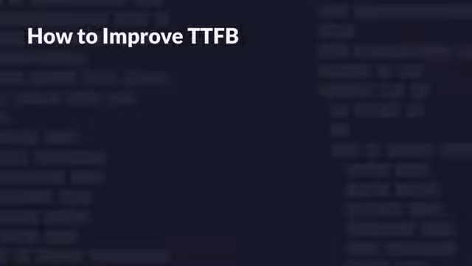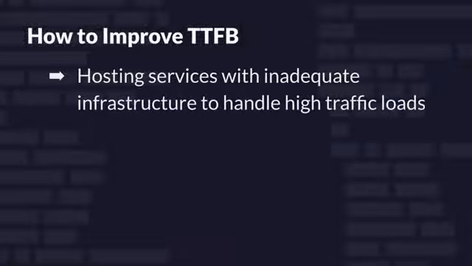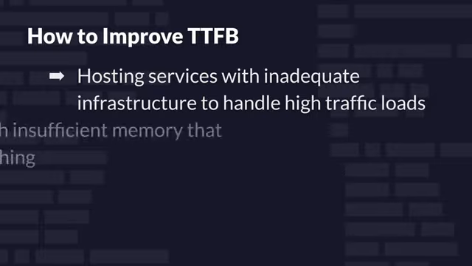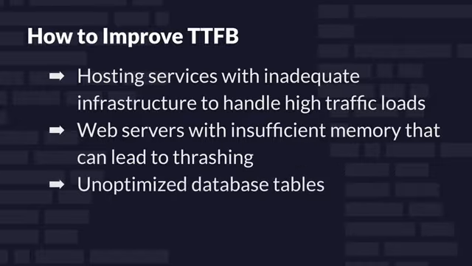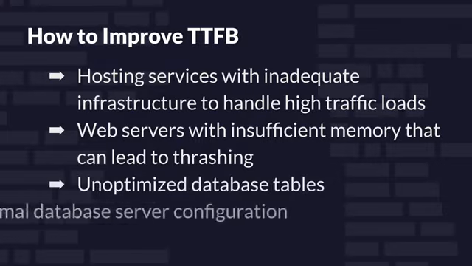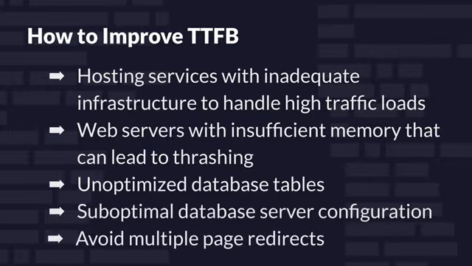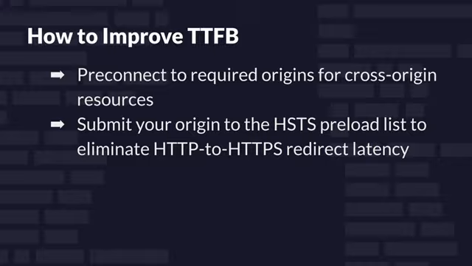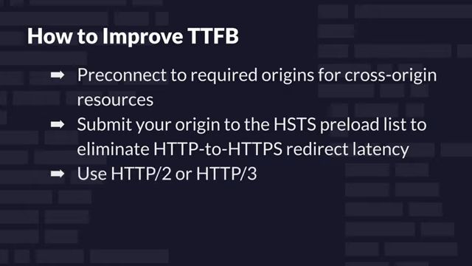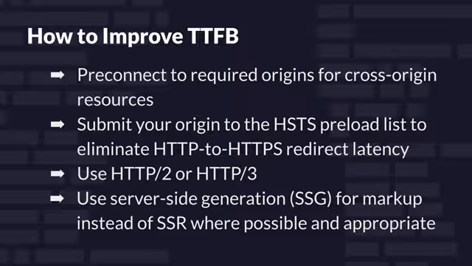So here are some ways to improve TTFB. Hosting web servers with inadequate infrastructure to handle high traffic loads, web servers with insufficient memory that can lead to thrashing, unoptimized database tables, suboptimal database server configuration. Avoid multiple page requests, pre-connect to required origins for cross-origin resources, submit your origin to the HSTS preload list to eliminate HTTP to HTTPS redirect latency, use HTTP/2 or HTTP/3, and use static generation for markup instead of SSR where possible and appropriate.